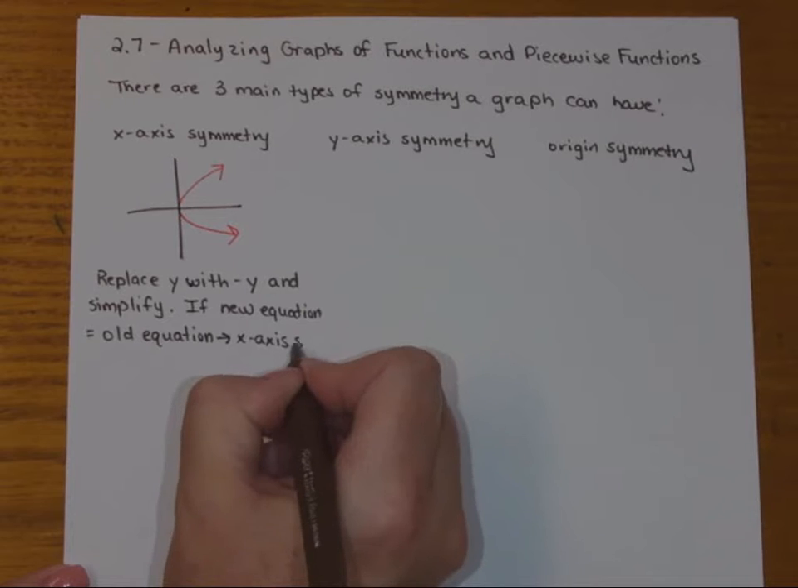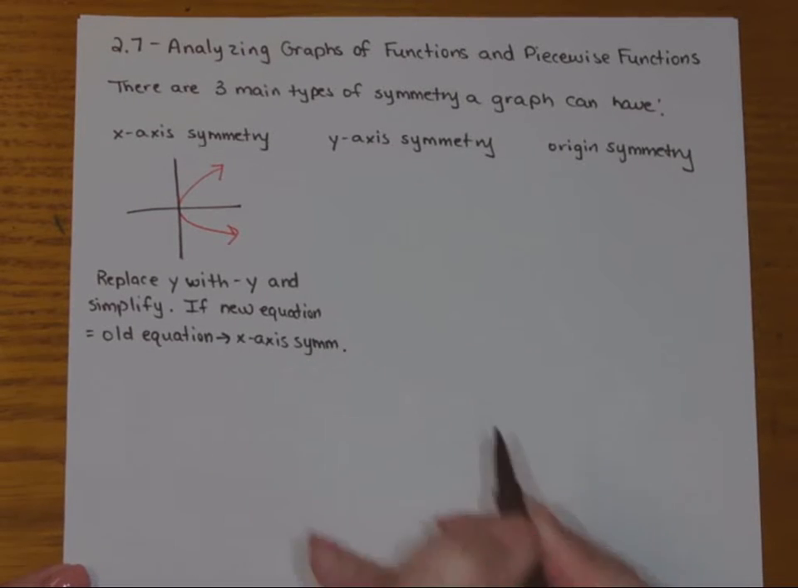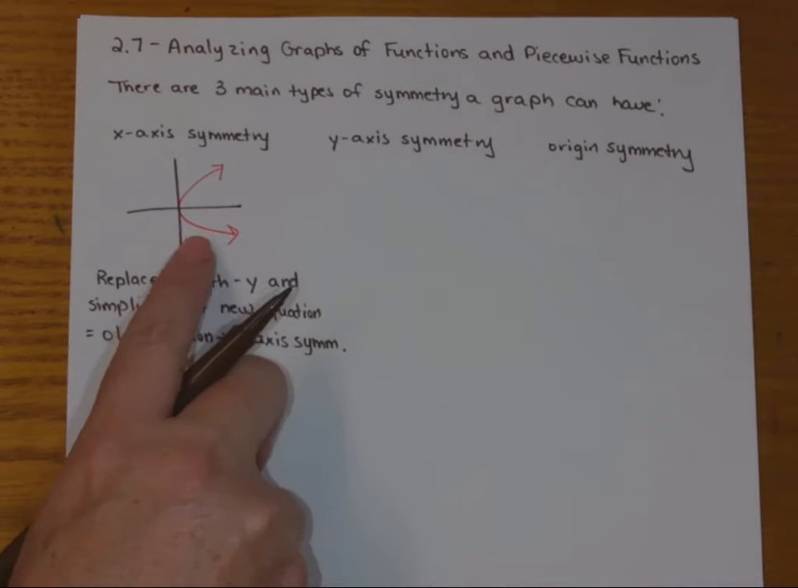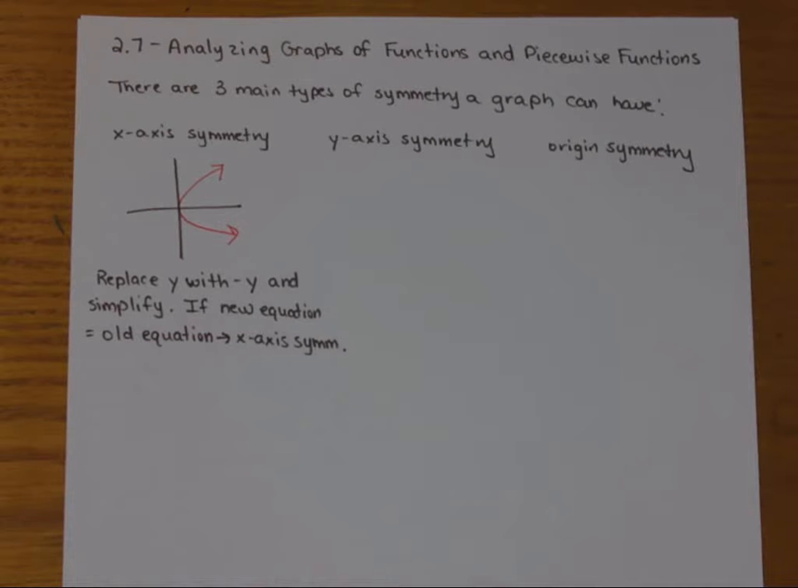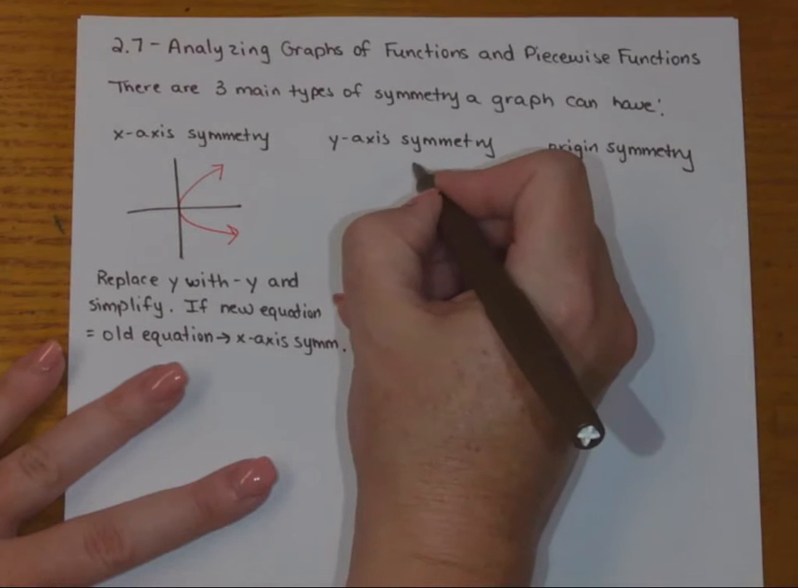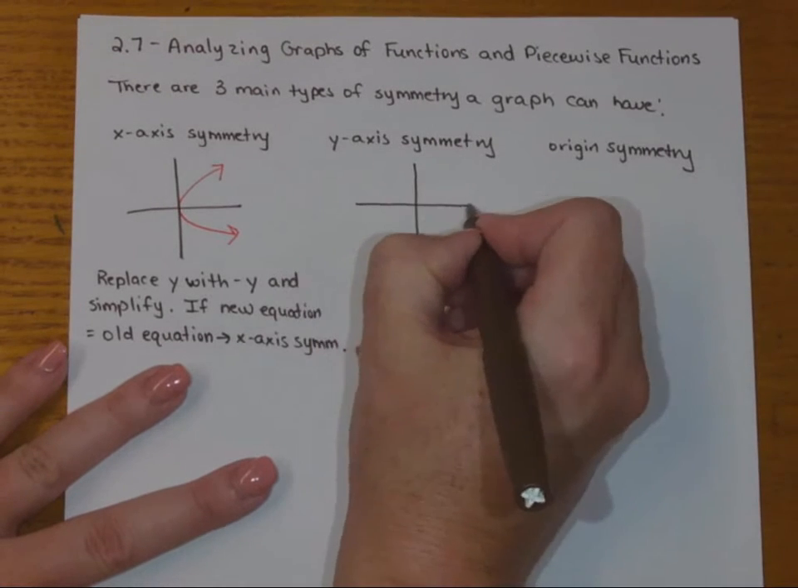I'm going to abbreviate symmetry here. We're going to look at an example, but this is what it will look like if it has x-axis symmetry, or something like it. This is how you're going to show if it's supposed to have that type of symmetry or not, like if maybe you're not looking at a graph ahead of time.